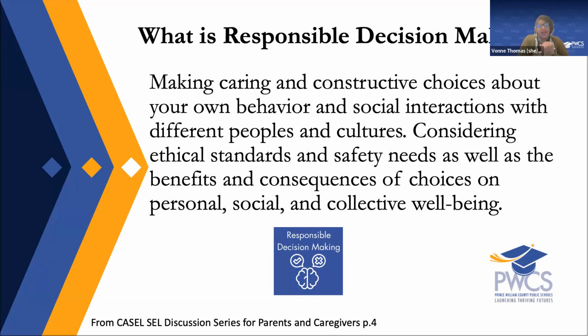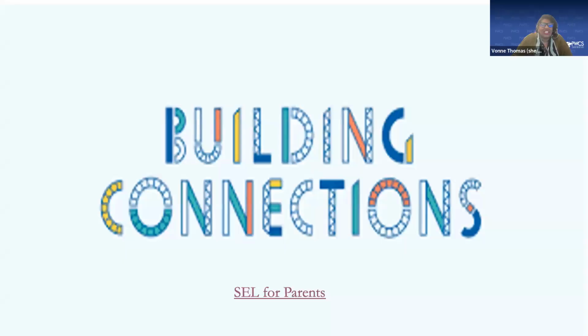So we've gone over the 5: self-awareness, self-management, social awareness, relationship skills, and responsible decision making. So what does that look like? So we're going to build the connection of what this looks like as families and caregivers. I'm going to show you another video, and in this video, you will be able to see and hear examples of what each competency looks like in the home.